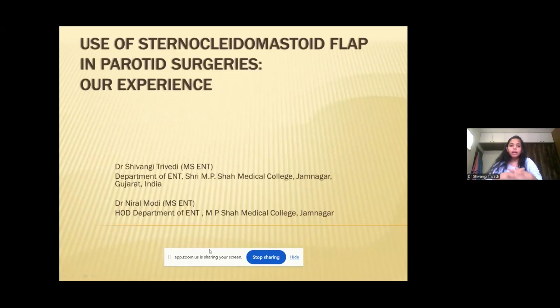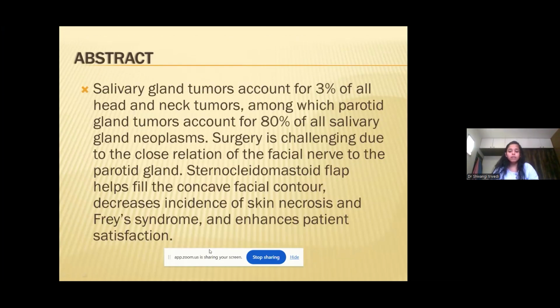So I have been selected to present the use of sternocleidomastoid flap in parotid surgeries. We did the study in 2021 to 22, to see if there is a better post-operative contour of the patient post parotidectomy. As we know, salivary gland tumors account for almost 3% of all head and neck tumors, among which parotid gland tumors account for about 80% of all salivary gland neoplasms.